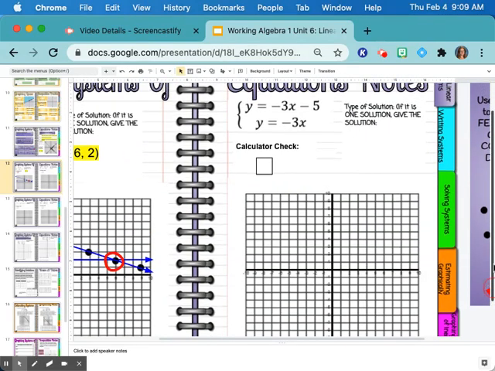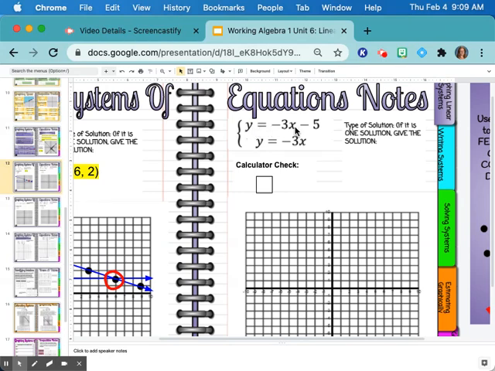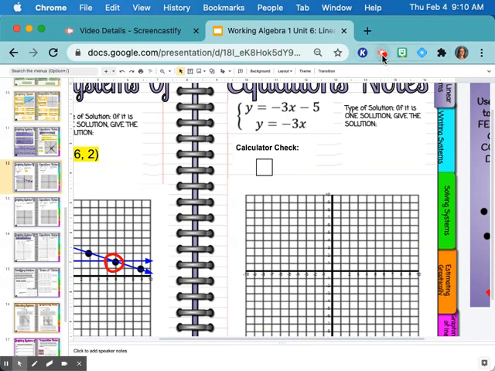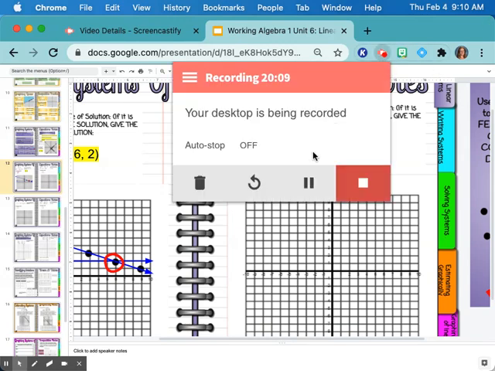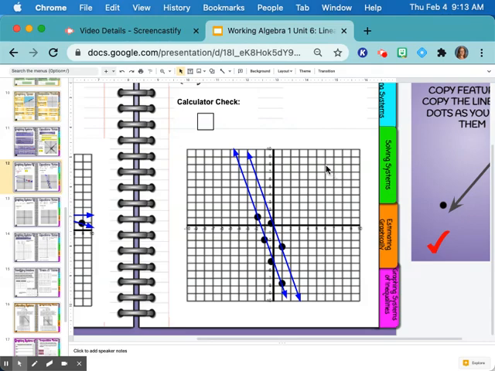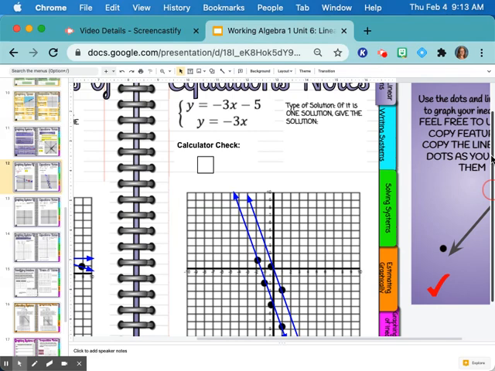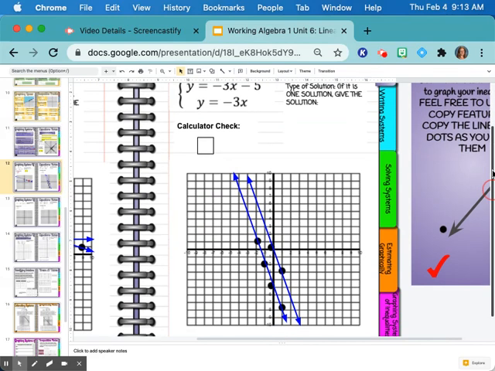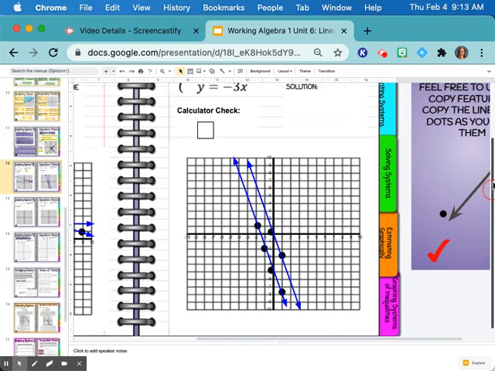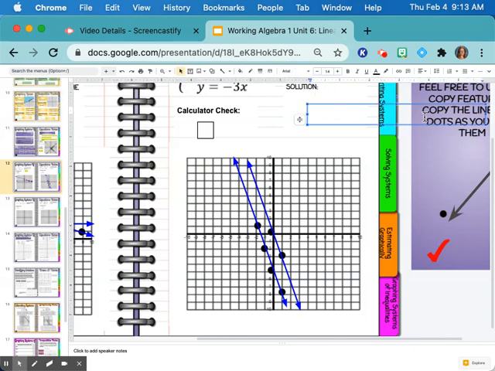Okay, let's do the next one. y equals negative 3x minus 5 and y equals negative 3x. Gonna pause the video so y'all can do this one. Okay, let's look at it. The lines actually have the same slope. They both have a negative 3 slope. So they are parallel, which means they will never touch. So what kind of solution is this? No solution. There we go.